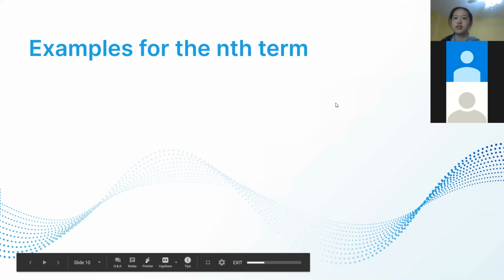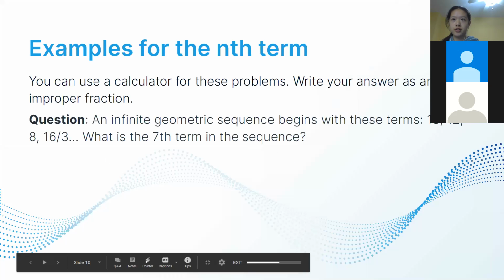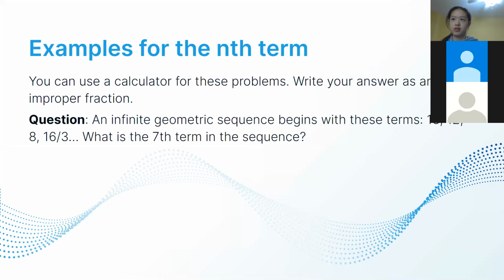Okay, this one. An infinite geometric sequence begins with these terms. What is the 7th term in this sequence? Just a helpful hint for this problem: firstly, you need to find the ratio. Once you find the ratio, you need to identify the first term, the ratio, and what n is. Then you input those into the formula and you get the answer. That's not helpful. That's just how you solve the problem.